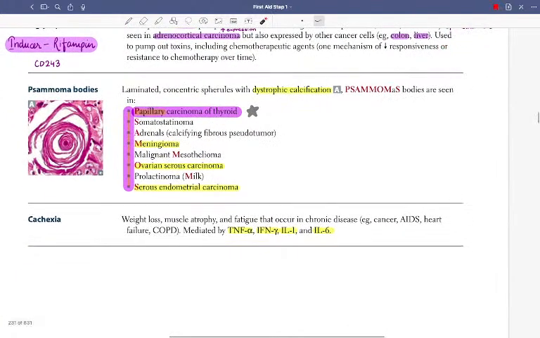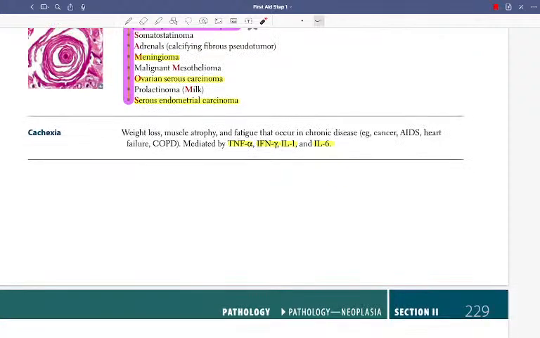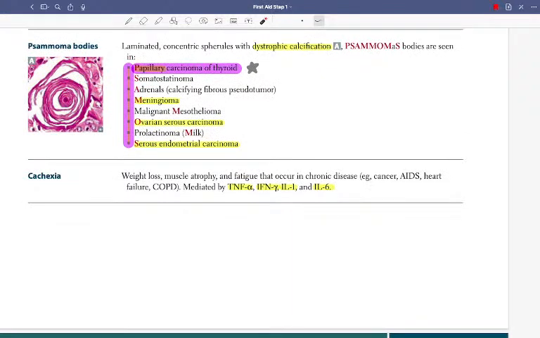Some more psammoma bodies are important: papillary thyroid, somatostatinoma, adrenal calcifying fibrous pseudotumor, meningioma, mesothelioma, ovarian serous carcinoma, prolactin and prolactinoma, and serous endometrial carcinoma. Again, we have to go back and see this: dystrophic calcification, not metastatic calcification. Highly dystrophic calcification. Metastatic was all the others. Go back and see.